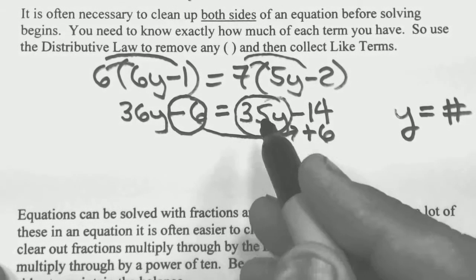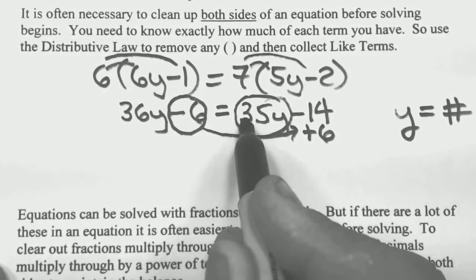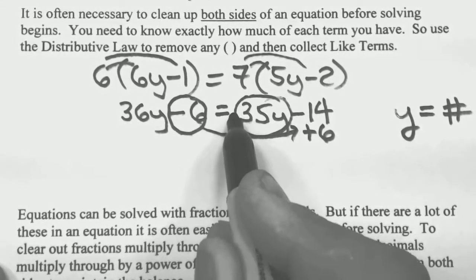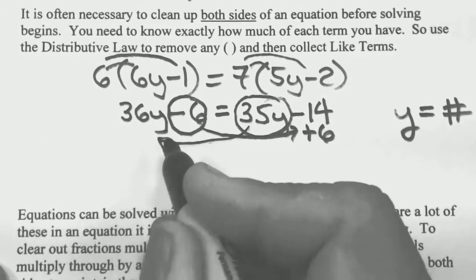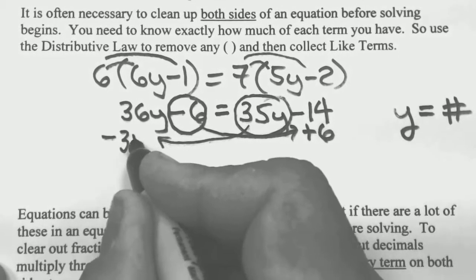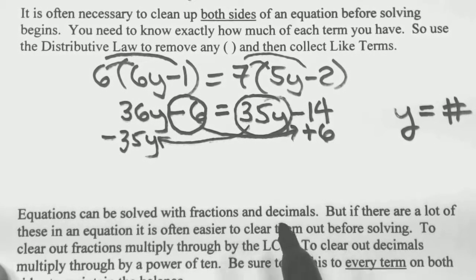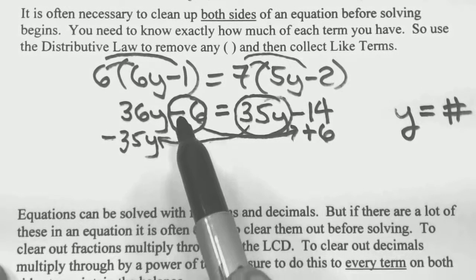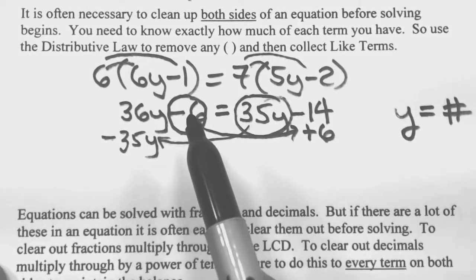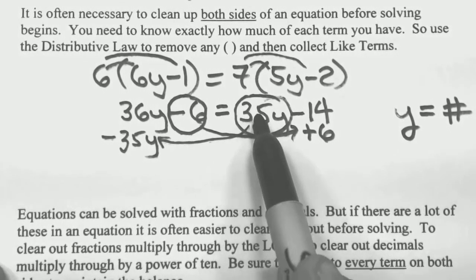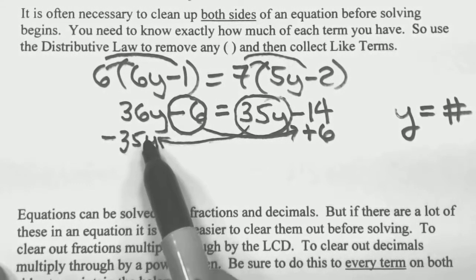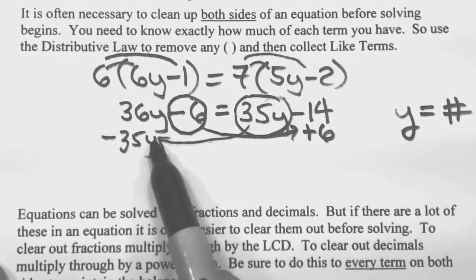The 35y over here is officially a +35. You don't see a sign in front, so you assume plus. When we jump it over, then it becomes -35y. So, notice what I've done. I've moved the guys that are on the wrong sides. The -6 jumped over to be +6. The +35y jumped over to be -35y.